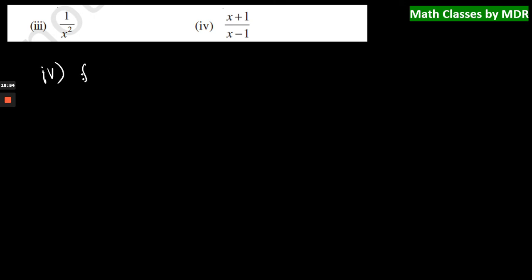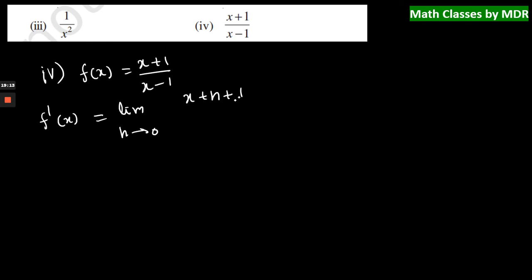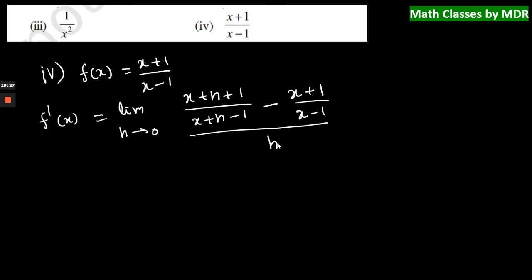Here f of x is x plus 1 by x minus 1. Right? What is the f prime x here? F prime x is limit h tends to 0 of f of x plus h. Let us write it as x plus h plus 1 by x plus h minus 1, wherever you have to replace x with x plus h, minus x plus 1 by x minus 1, the whole divided by h. Okay, f of x plus h minus f of x.